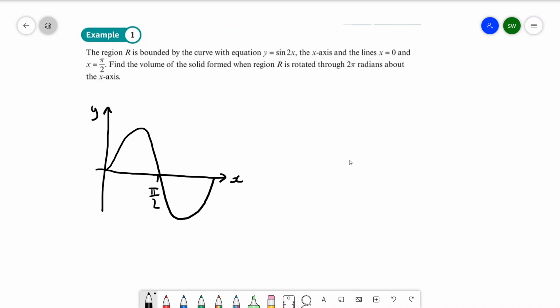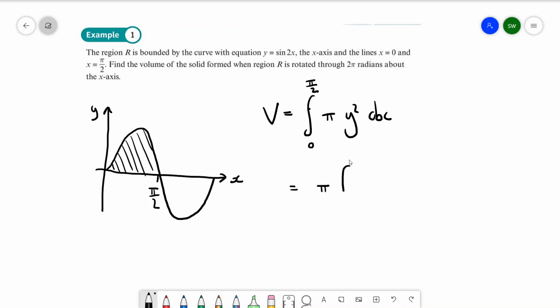So in this question, we're rotating this region between 0 and pi over 2 around the x-axis. So we just need to remember our formula for the volume of the solid created when we do that. Around the x-axis, it's the integral of pi y squared dx. And we should put in our limits at this point. We're integrating from x equals 0 up to x equals pi over 2. So next we just need to sub in what y is equal to. I'm going to take pi outside of the integral, and y squared is going to be sine squared 2x dx.